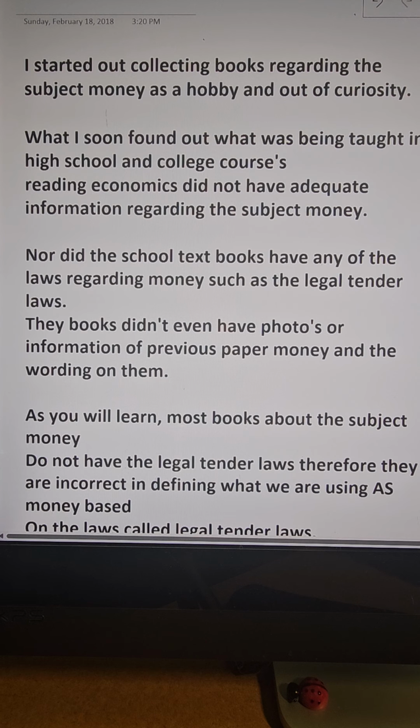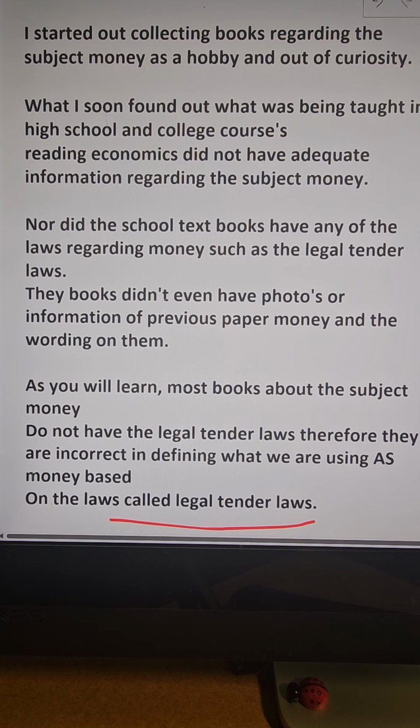I started out collecting books regarding the subject money as a hobby and out of curiosity. What I soon found out was that what was being taught in high school and college courses, and in the economics books I looked up, did not have adequate information regarding the subject money. Nor did the school textbooks have any of the laws regarding money, such as the legal tender laws. The books didn't even have the photos or information regarding the previous paper money and how it changed over time. So the books were inadequate and not giving the full picture.